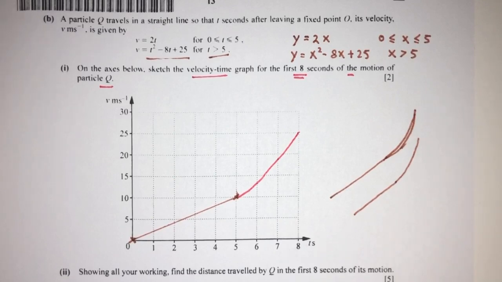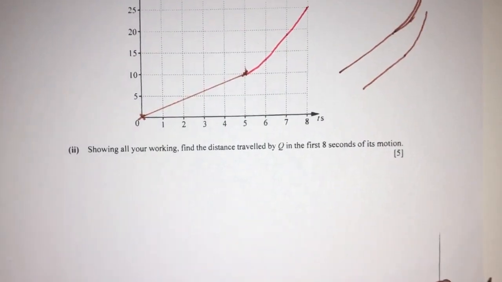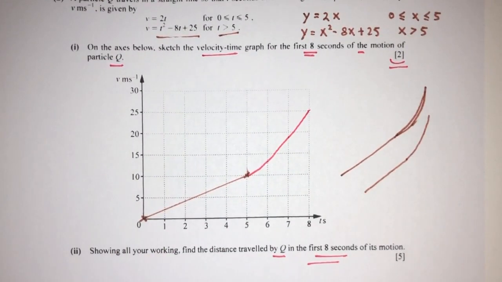That will be part 1 of the question for 2 marks, not tough. Now for part 2, we have to find the distance traveled by Q in the first 8 seconds. So pretty easy. As always, what is distance traveled for a VT graph? It is the area under the graph.